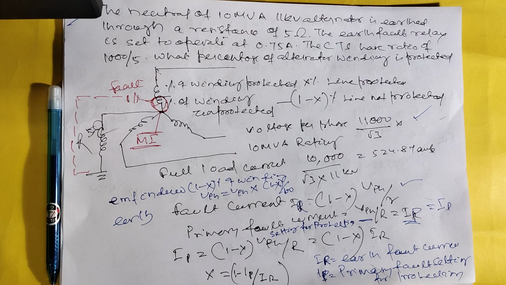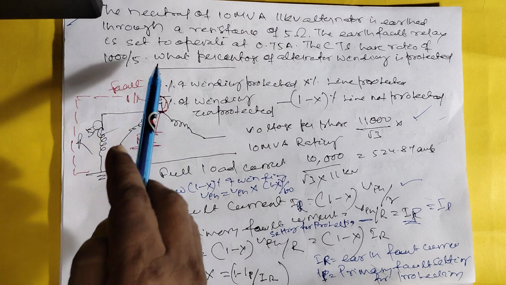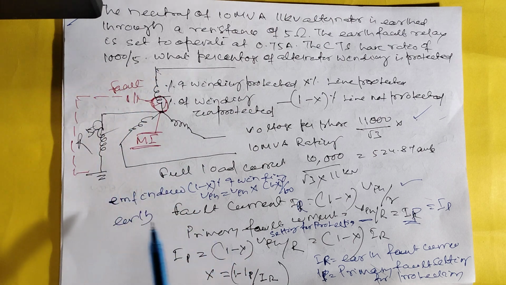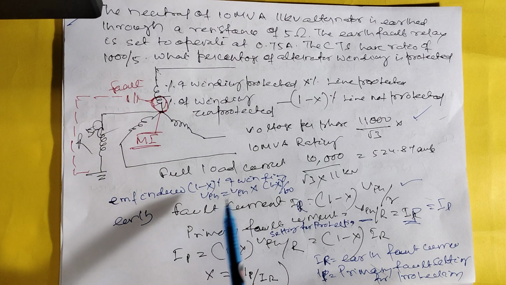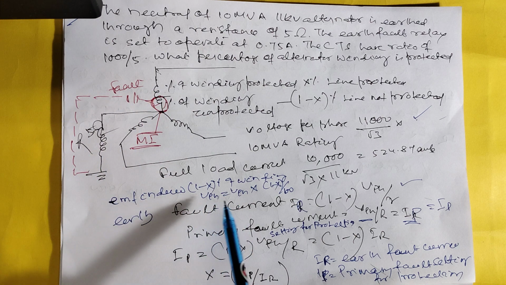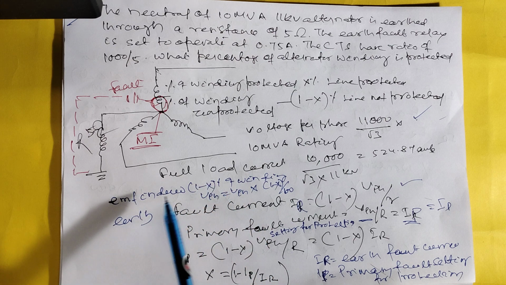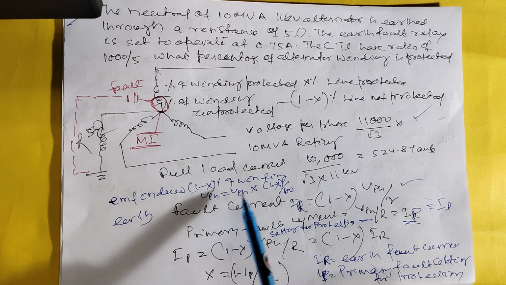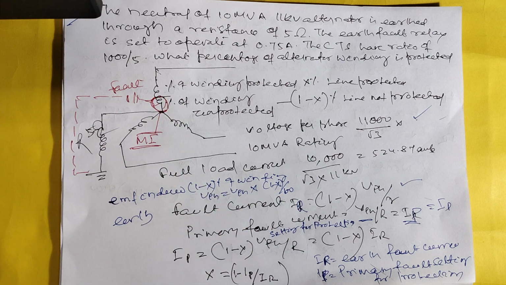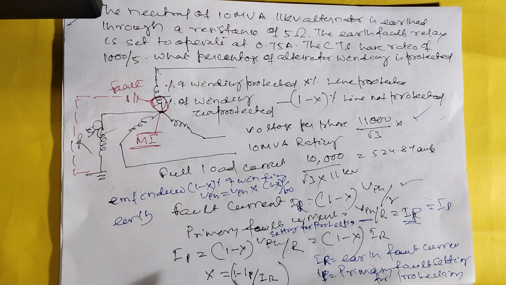Here you should know only this much. If you do not know this, you cannot do other questions. Here, what is the voltage EMF induced? It is (1 minus x) into V phase. If you know this, then you can know the current flowing here. So current is flowing here.